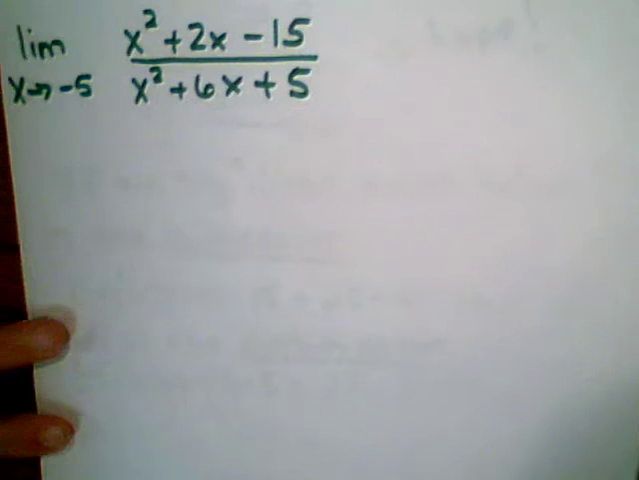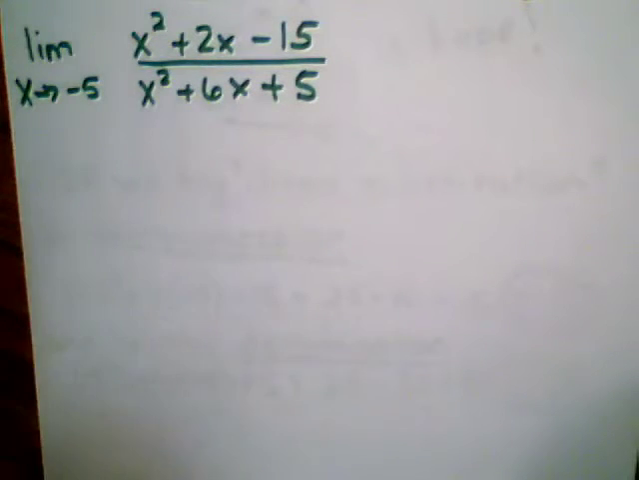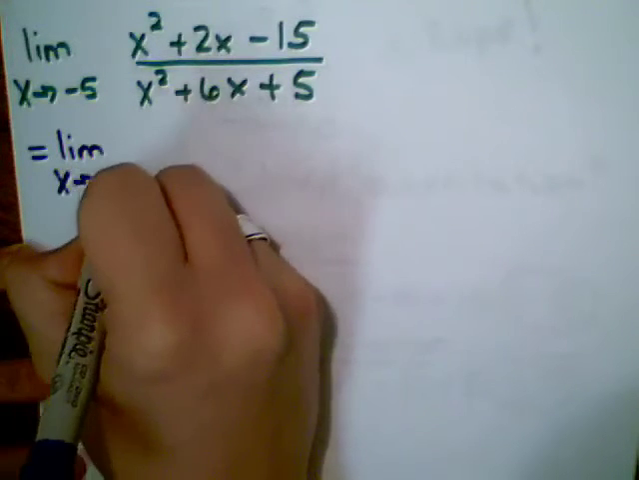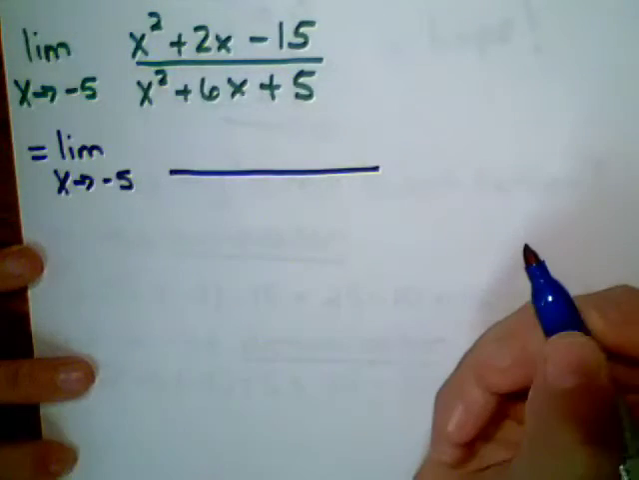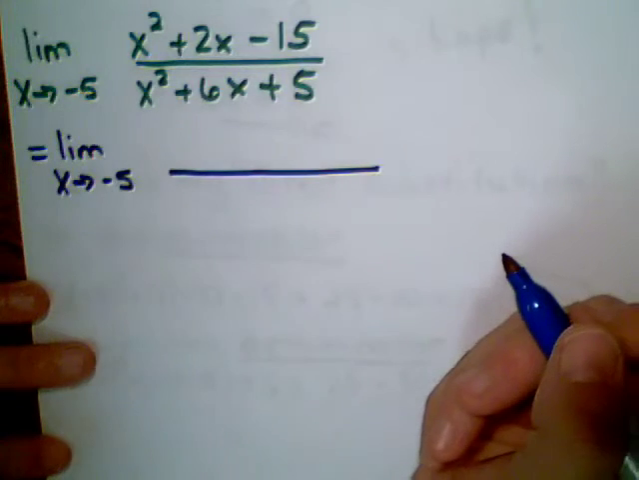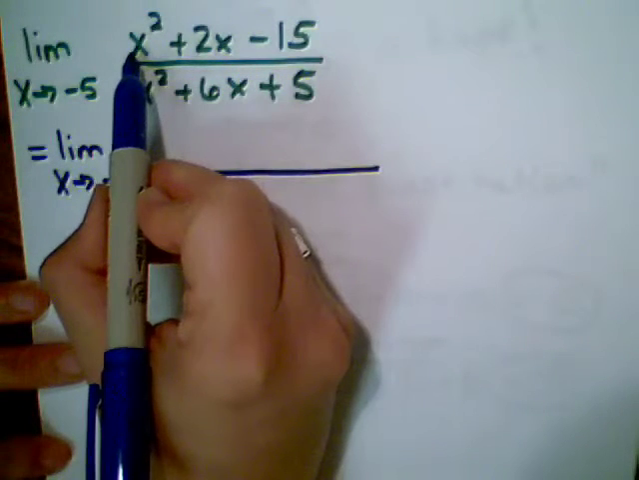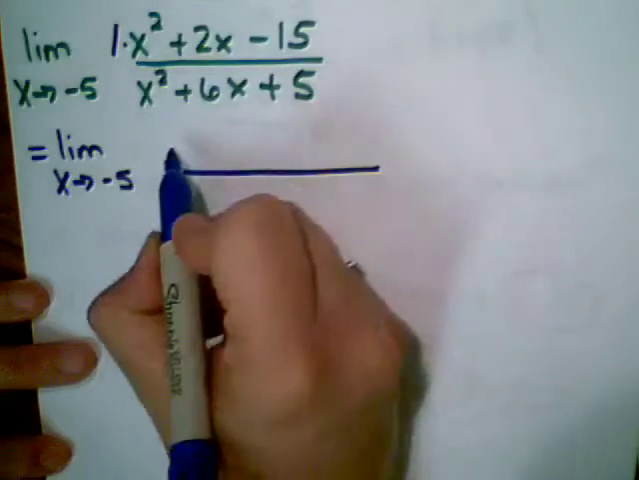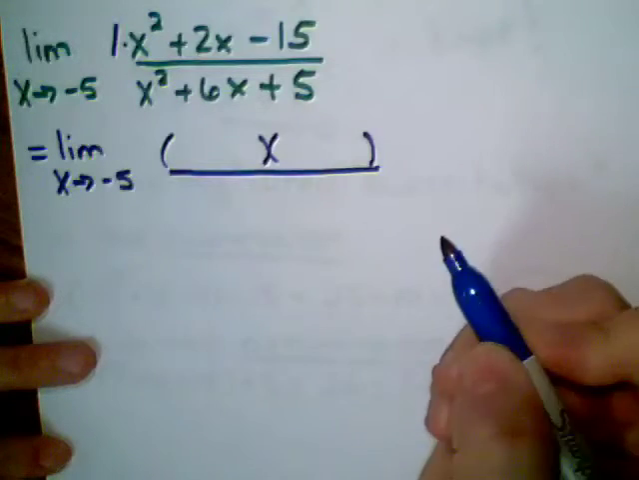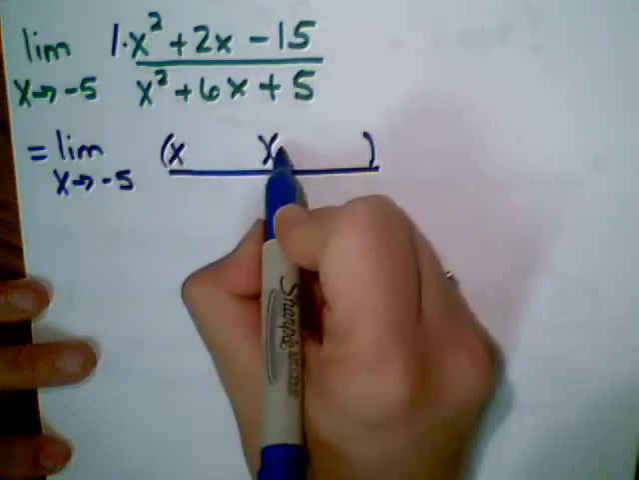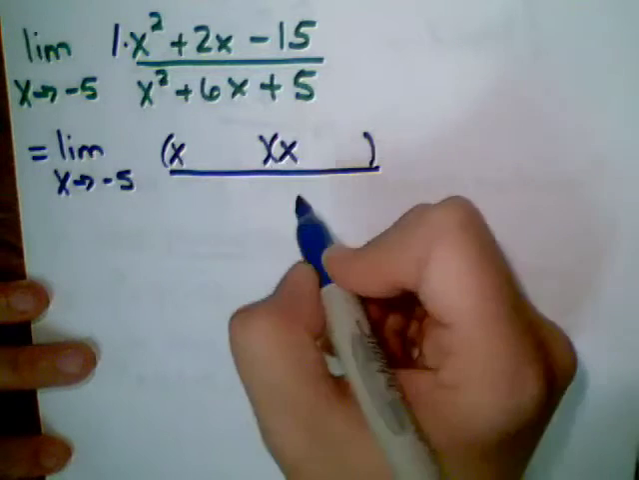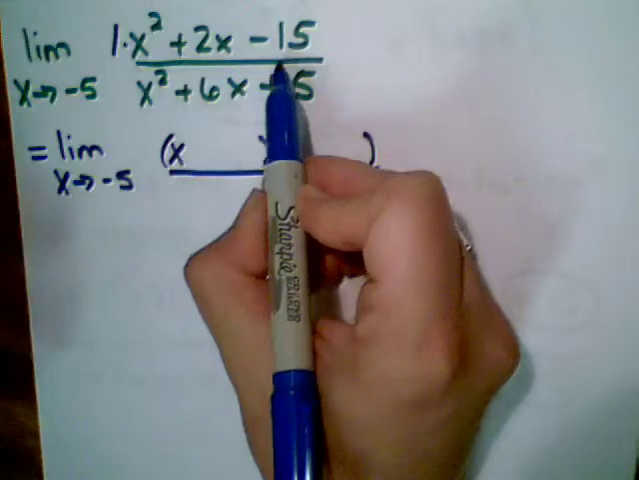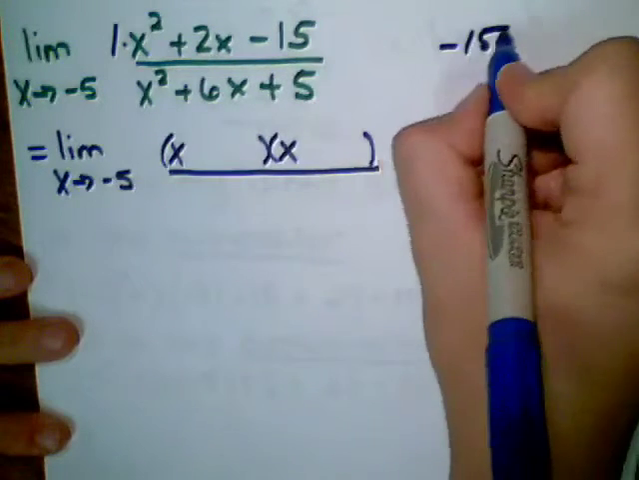Okay. So we actually start over again. We're going to rewrite this limit by factoring the numerator and the denominator, seeing if there's any common factors. Okay. I have a trinomial up top. The leading coefficient is an understood 1. So we're going to try factoring the trinomial into 2 factors, each starting with an x. Then we're going to look at the constant, which is -15, and ask ourselves, are there factors of -15 that add up to 2?